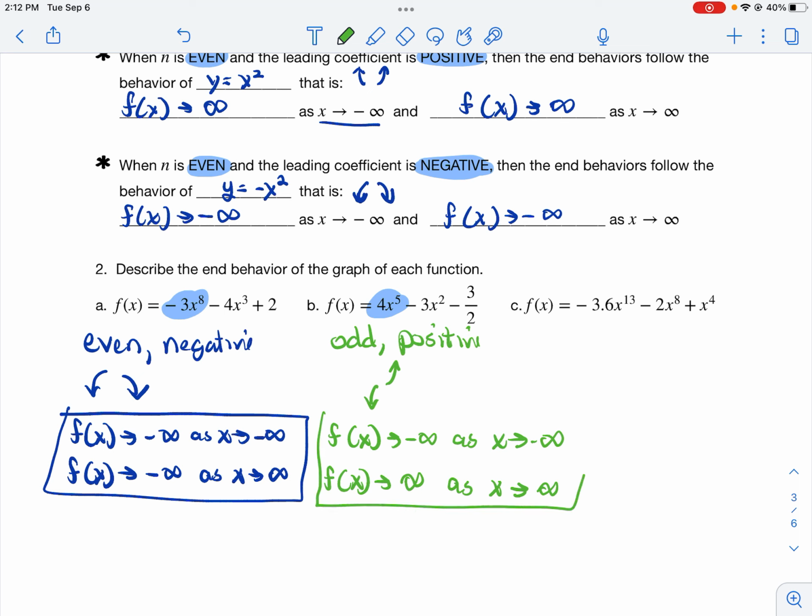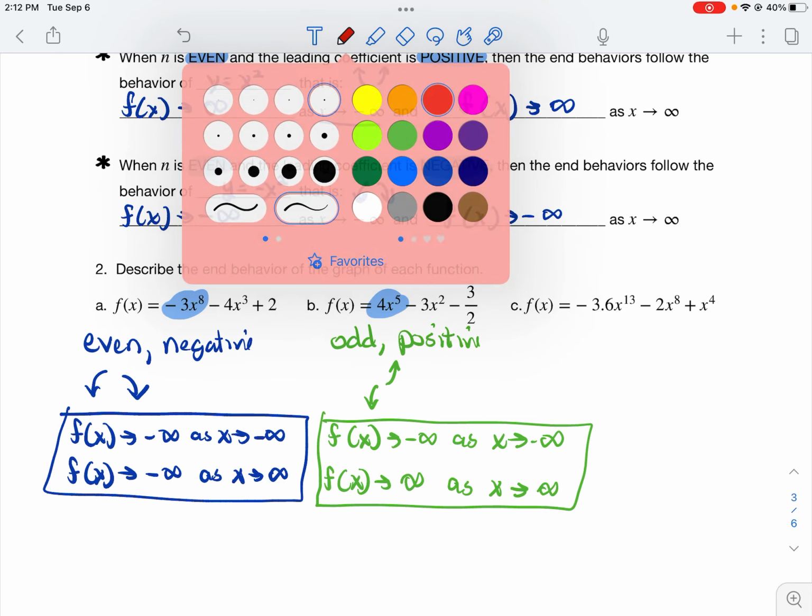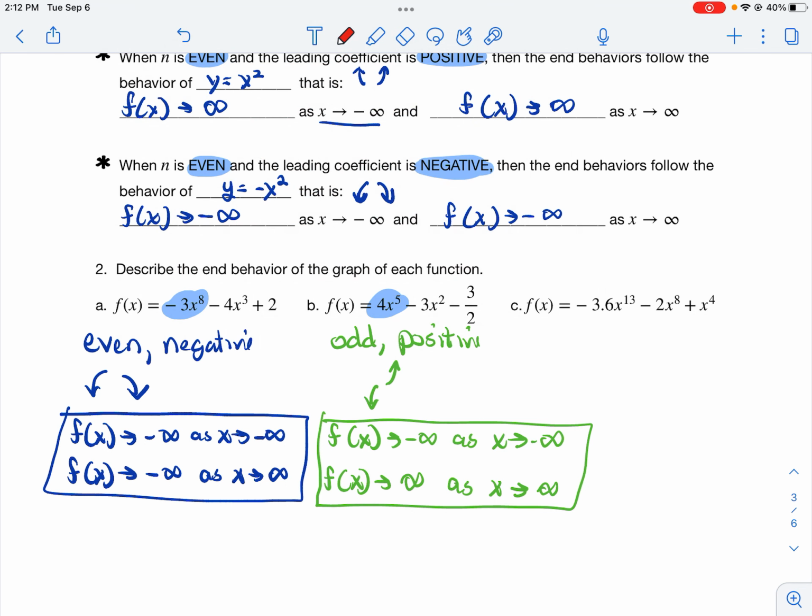You can't just write, and I'll see this sometimes, students just write this part here and think that, hey, that explains it. No, that's not enough information. That would actually be wrong and you won't receive credit. So make sure you're describing the full end behavior. Tell me which direction, left and right.